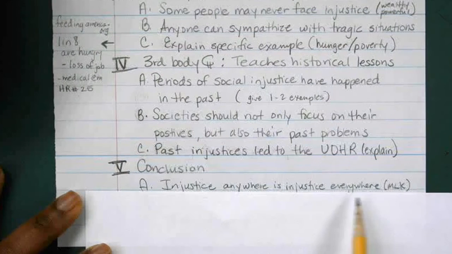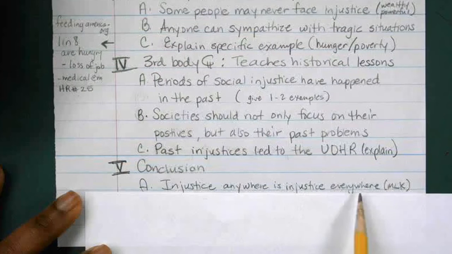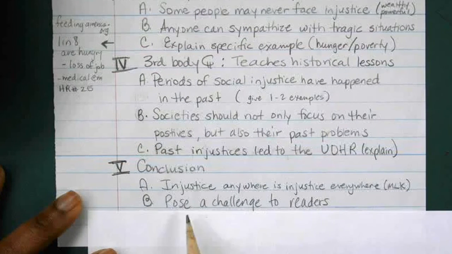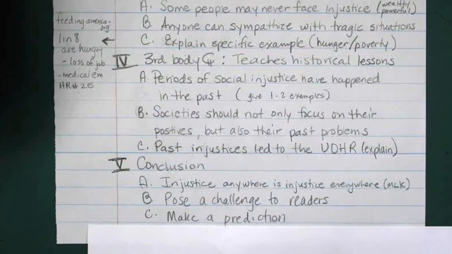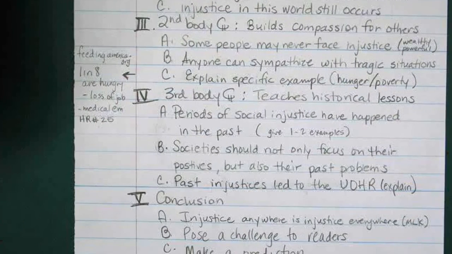So I'm going to start with a famous quote by Dr. King: Injustice anywhere is an injustice everywhere. So I'm going to use a famous quote to wrap up, and then I'm going to pose a challenge to readers to step up and speak up against injustice, and then I'm going to make a positive prediction, something like, if we all really do face up and stand up to injustice, the world will probably be a better place, and then I'll be done. So these are my conclusion ideas.